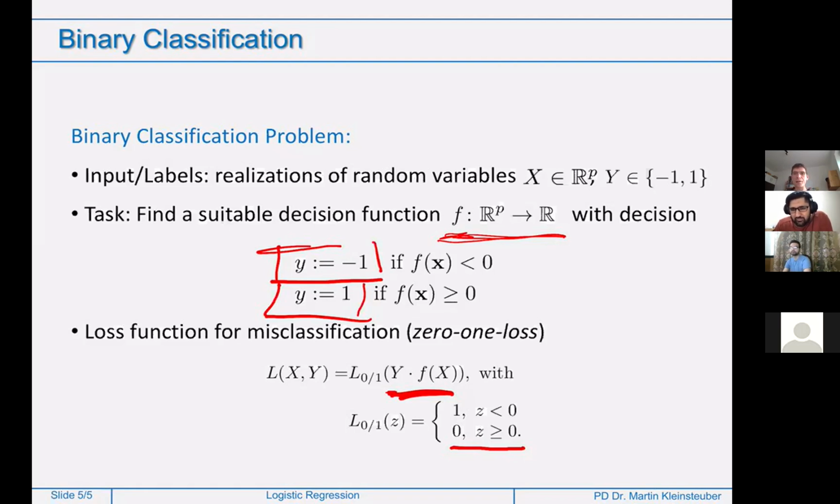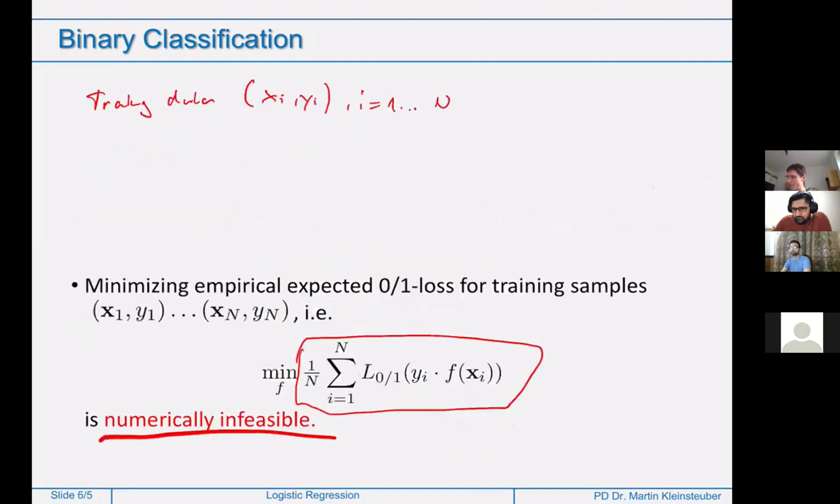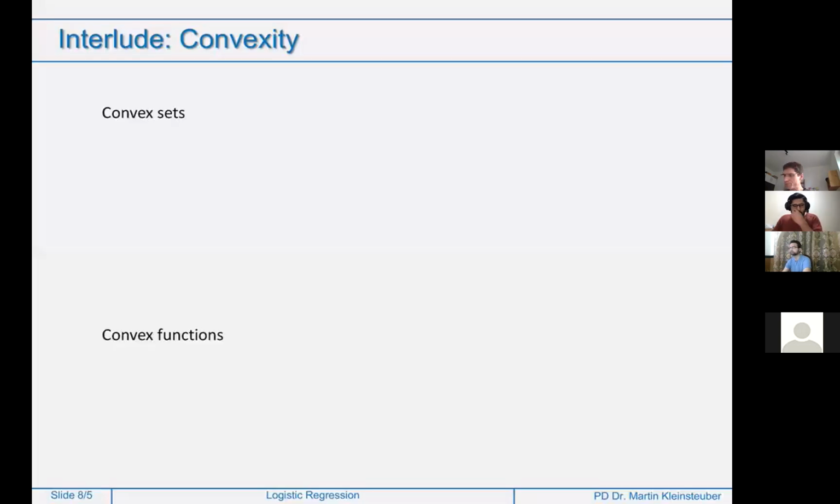It would be good to have a 5 minute break here, because in the next part of the lecture we will see how we can deal with this numerical infeasibility. So let's have a 5 minute break and see how we can consolidate these sets.